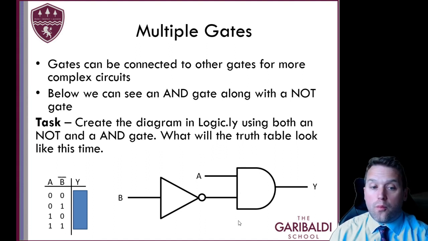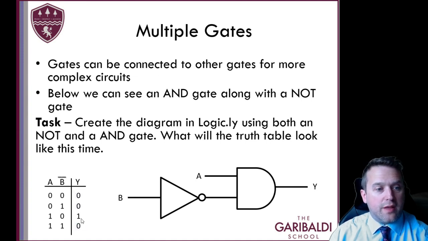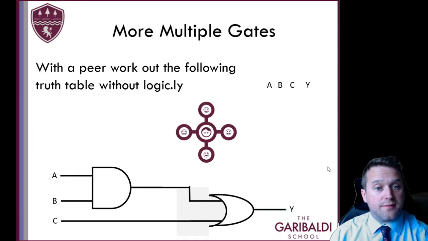Okay, so this is the result you should have got. The only time this is coming on is when A is on and B is off, because the NOT will then switch it to on, so they're both on then. So the only case in which this gate is going to trigger on is when A is on and B is off. So you should have got that as your answer.